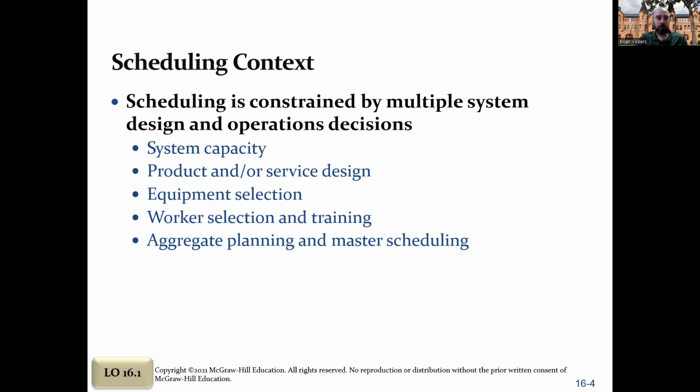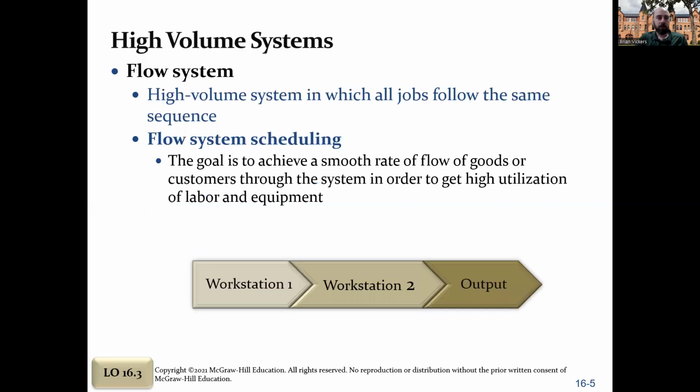We're going to talk about the flow of things through whether it's a high volume or a low volume system. So a high volume system would be like an assembly line or a production plant. A low volume system would be something like a job shop. Think like you make custom furniture or something like that, right? So in a flow system, so anything dealing with high volumes, you want to have a smooth flow of those goods or customers through the system.